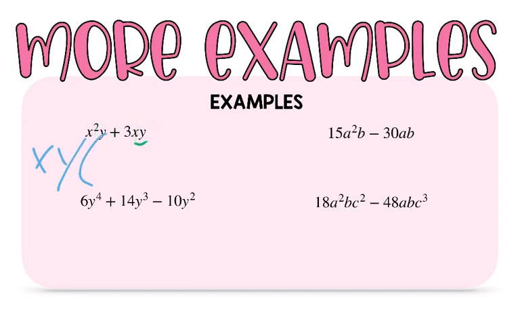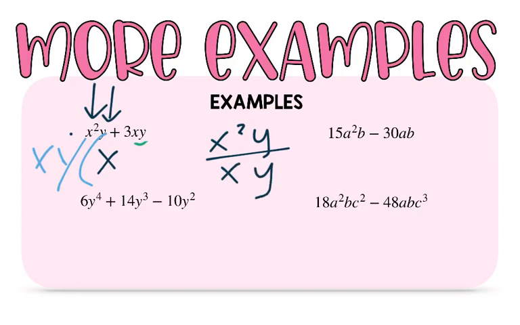Okay, so what would be left? If I have 2 X's and I'm taking out 1, how many is left? 1. If I have Y and I'm taking out 1, how many is left? None. Another way of thinking about it is X squared times Y divided by XY. The Y's cancel, and this just gives you X, which is why I wrote X over here. Okay, and now let's divide the second term.